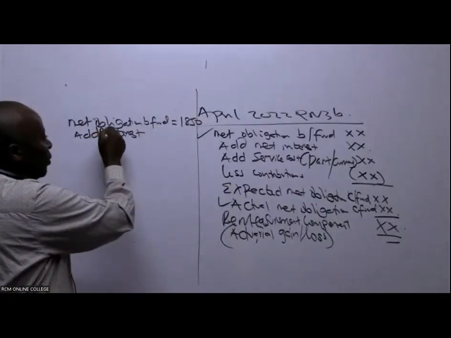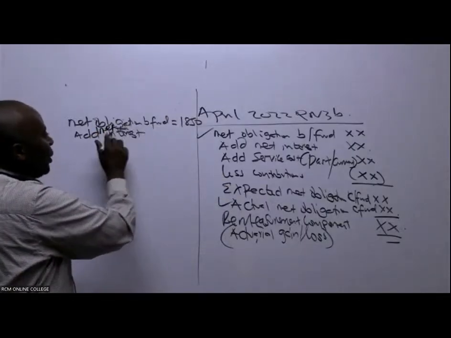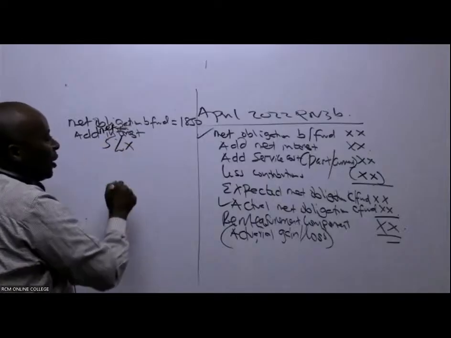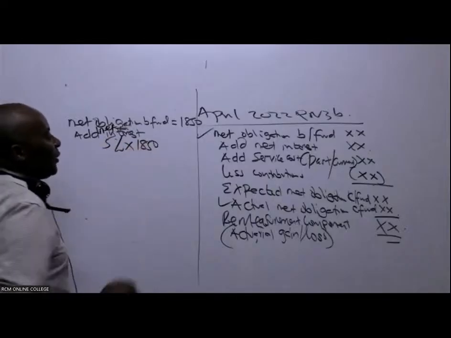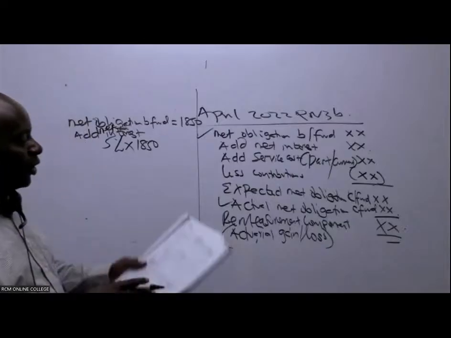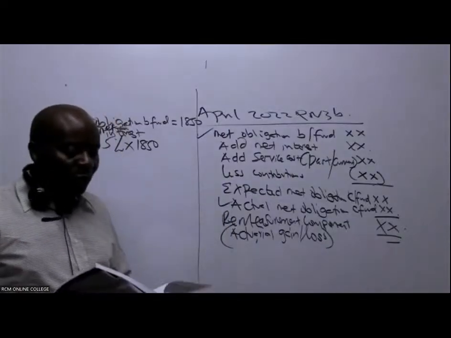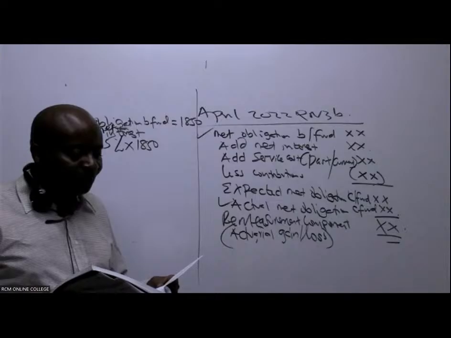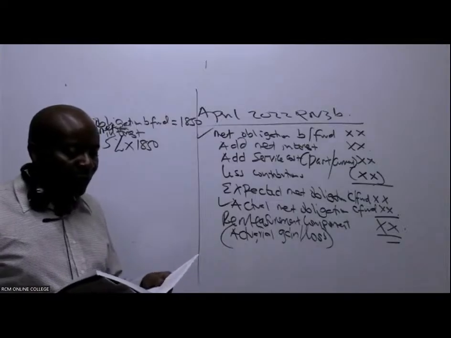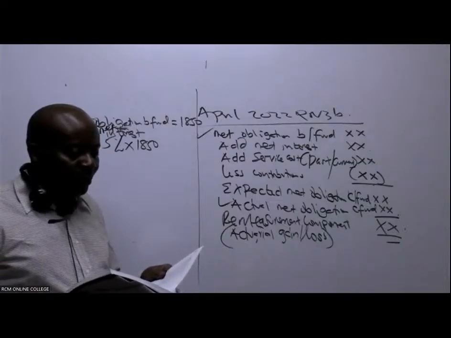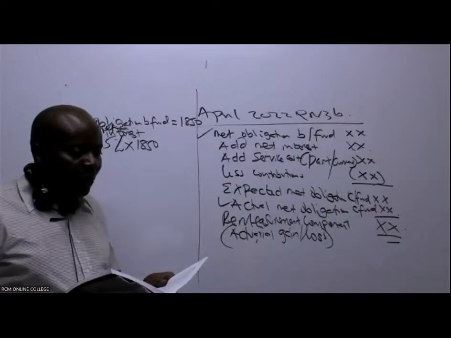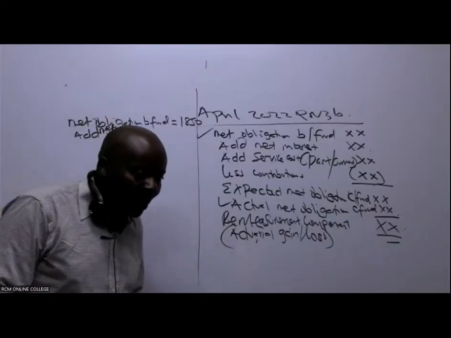So add net interest. They have given us the percentage. So 5% of this 1850. This will give me what figure, ladies and gentlemen? It's only my quiz giving me answers here today.